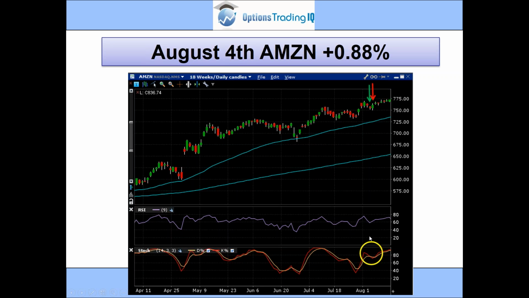Again, maybe not an ideal entry point. We weren't quite as overbought as we could have been. You see the previous peak on stochastics and RSI, that would have been a good entry point, and a few other good entry points that you can see there where Amazon's really overbought and then just has a quick pullback. A better entry point would have been right at the end of the graph here, when we're up at about 775.